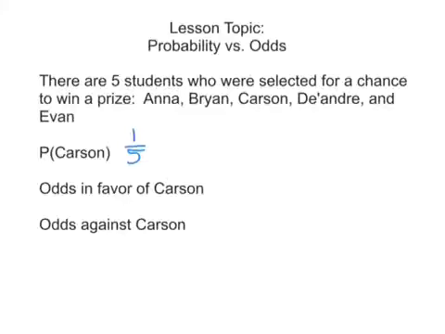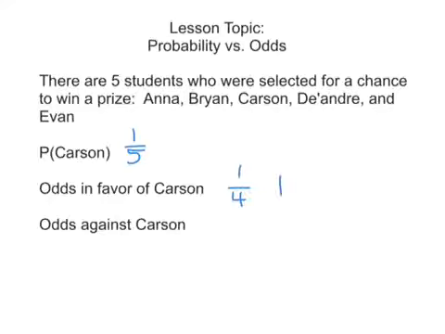So odds in favor of Carson being chosen means how many ways are there to choose or get Carson? Well, there's still just 1. But the denominator for odds is not the same as in probability. The denominator for odds in favor is the number of ways to get somebody other than Carson. Well, 1, 2, 3, 4 people are not Carson. So there are 4 ways of getting somebody other than Carson. So the odds in favor of Carson being chosen is 1 to 4.